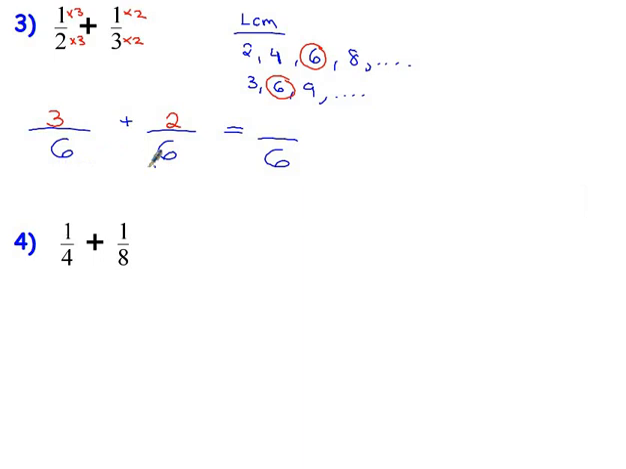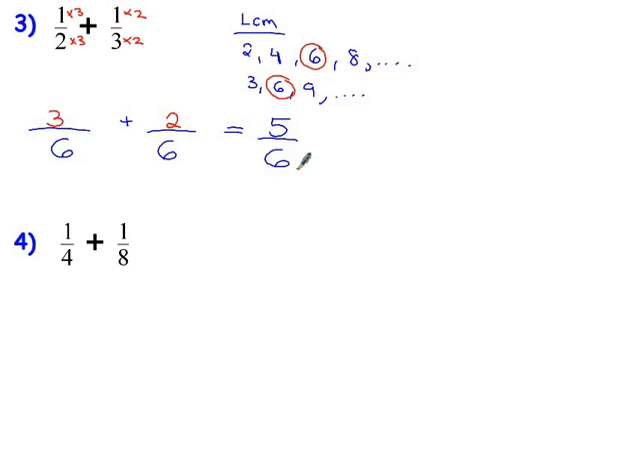Now our denominators are the same. We can just add the numerators. So 3 add 2 is 5. So it's 5 over 6. You do a quick check. Nothing other than 1 goes into 5 or 6. So we can't simplify that fraction.